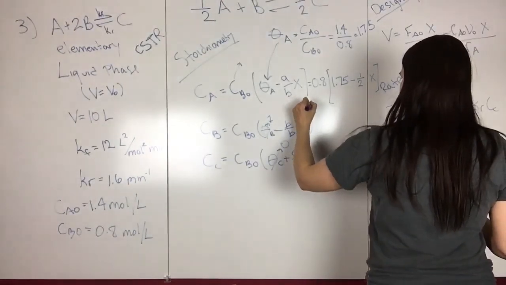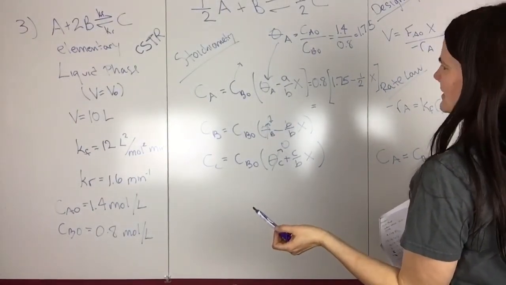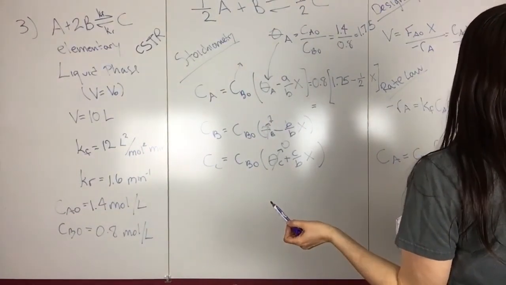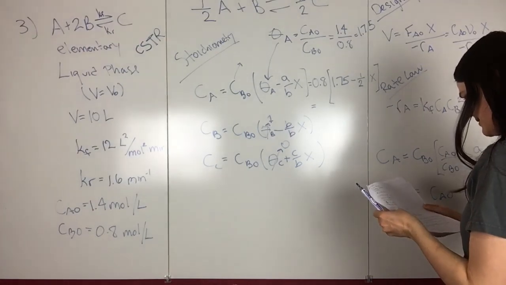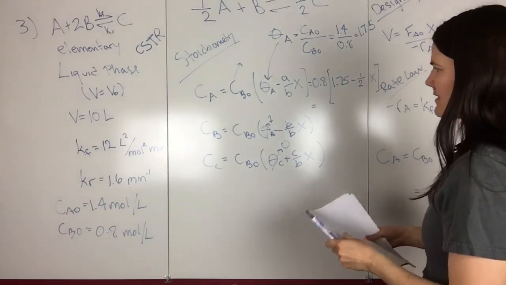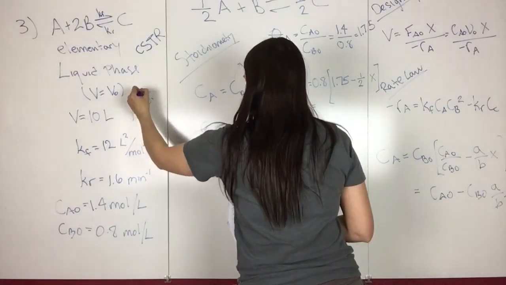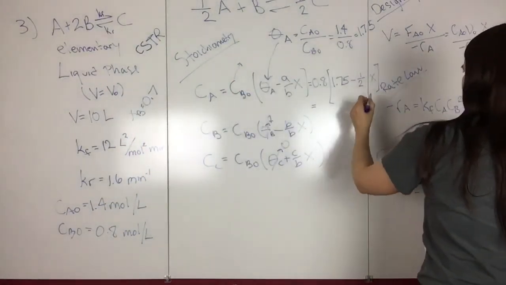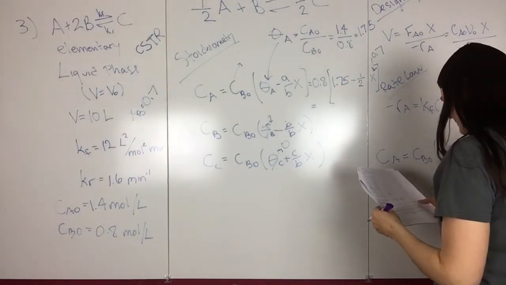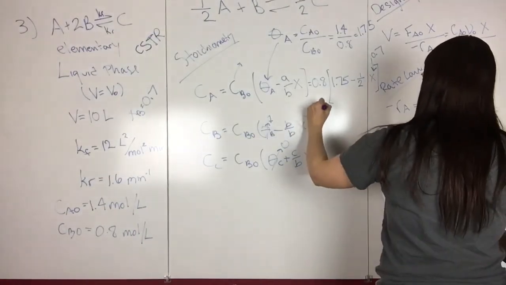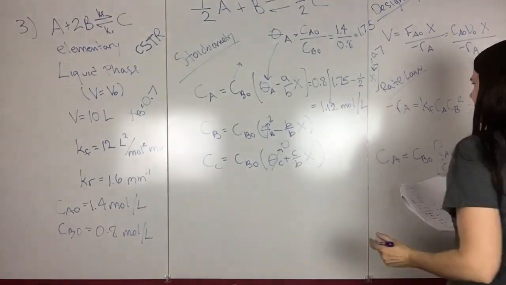And then we can actually calculate this because we know that x is, where was x again? I thought it told us what x was. Oh yeah, xb is equal to 0.7. So plugging in 0.7 for that, we get 1.12 moles per liter.